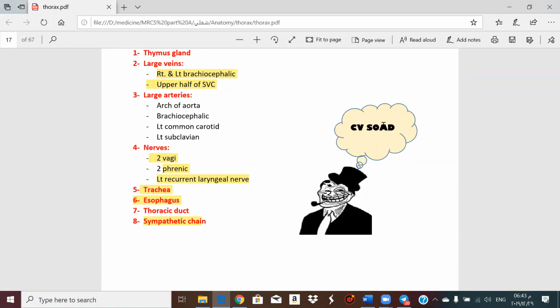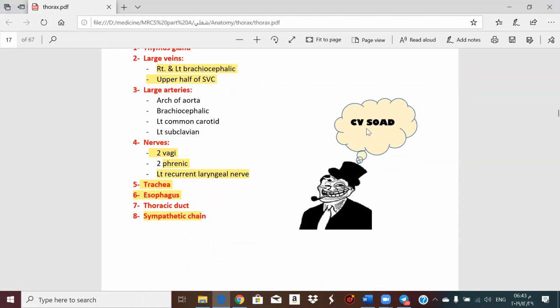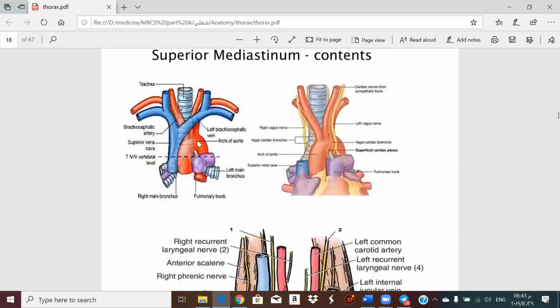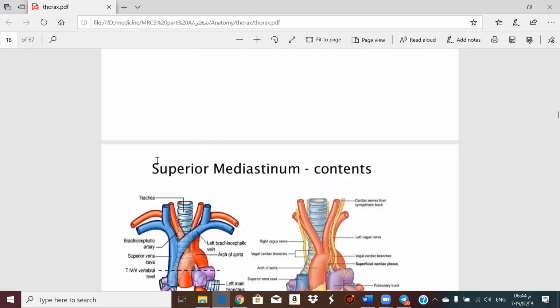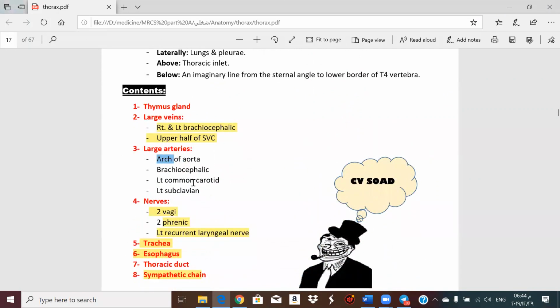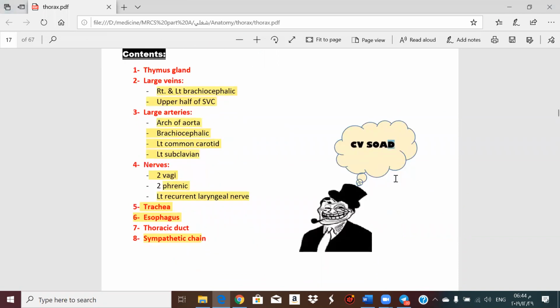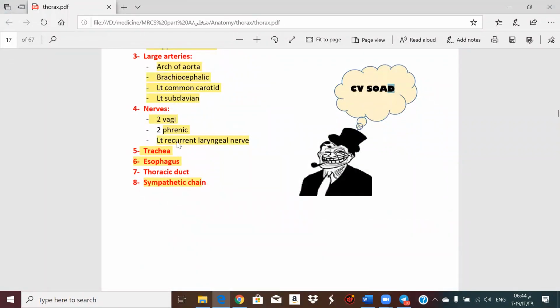A for aorta. Which part of the aorta lies in the superior mediastinum? It is arch of aorta. Of course, we will not say arch of aorta alone, because arch of aorta has three sons: brachiocephalic, left common carotid, and left subclavian. So arch of aorta with its branches. D is for the last one, which is the duct, and the only duct in this region is called thoracic duct.